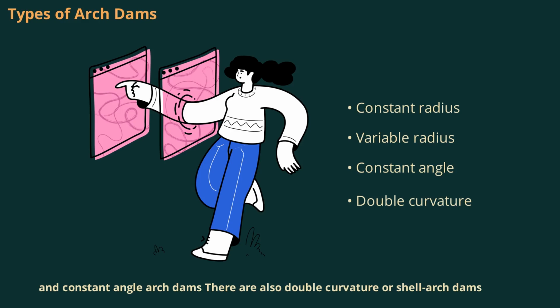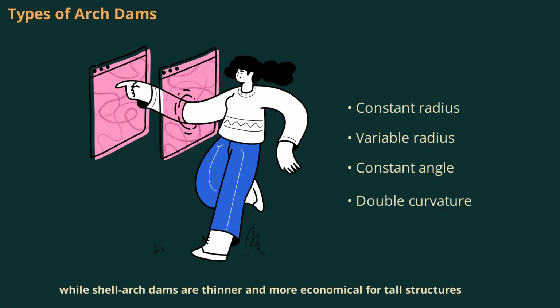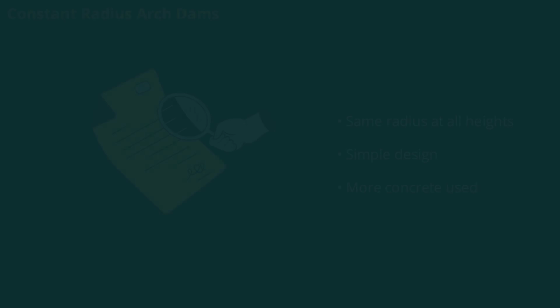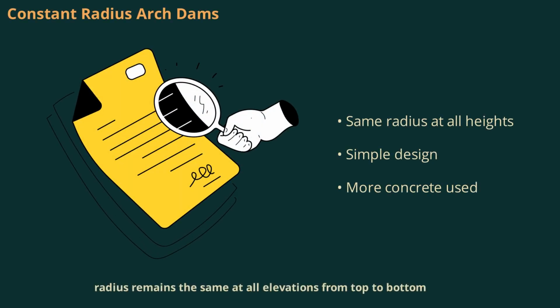There are also double curvature or shell arch dams, which are curved in both plan and section, making them highly efficient but complex to design and build. The choice of type depends on the valley shape, foundation conditions, and economic considerations. For example, constant radius dams are simpler but use more concrete, while shell arch dams are thinner and more economical for tall structures.